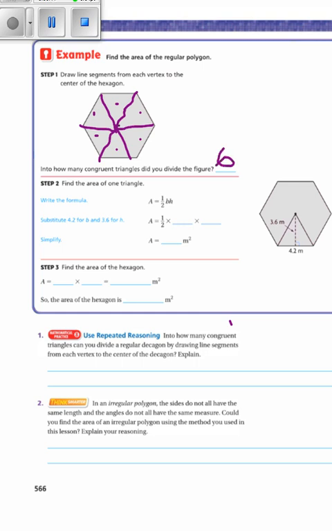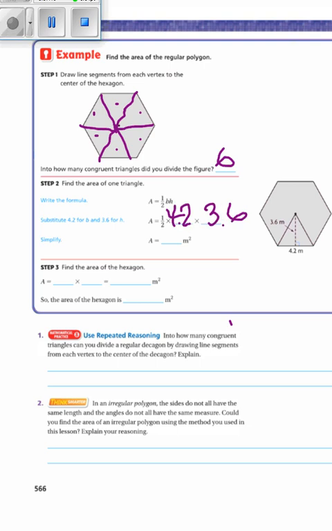Step 2. Find the area of one triangle. Write the formula. Area equals 1/2 times base times height. Substitute 4.2 for B. So we're going to put that right here in the first section. We're going to substitute that for the base, and then we're going to use 3.6 for H. 3.6 for the height, and then simplify.